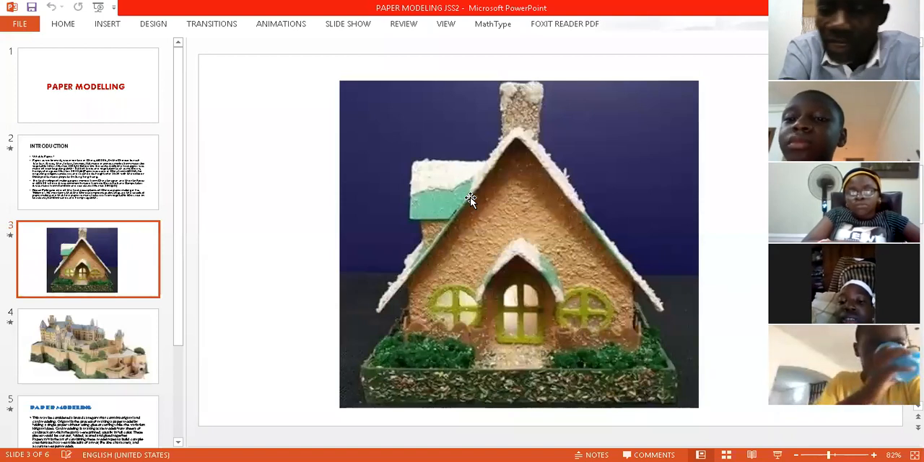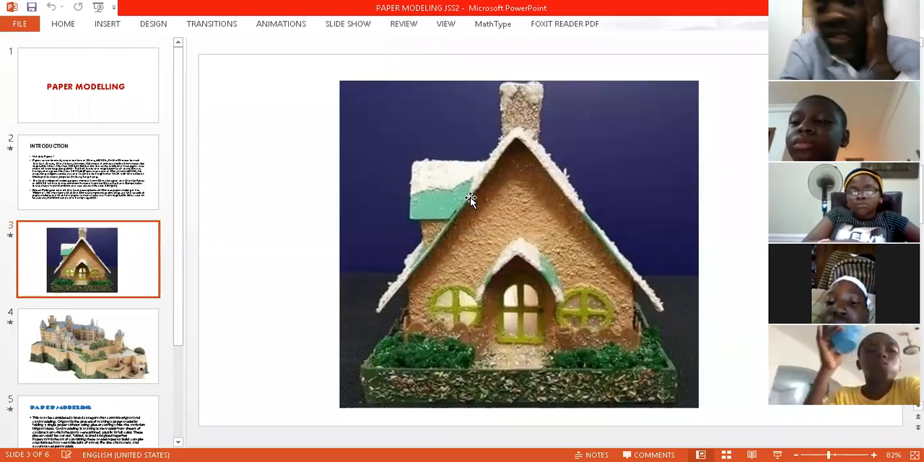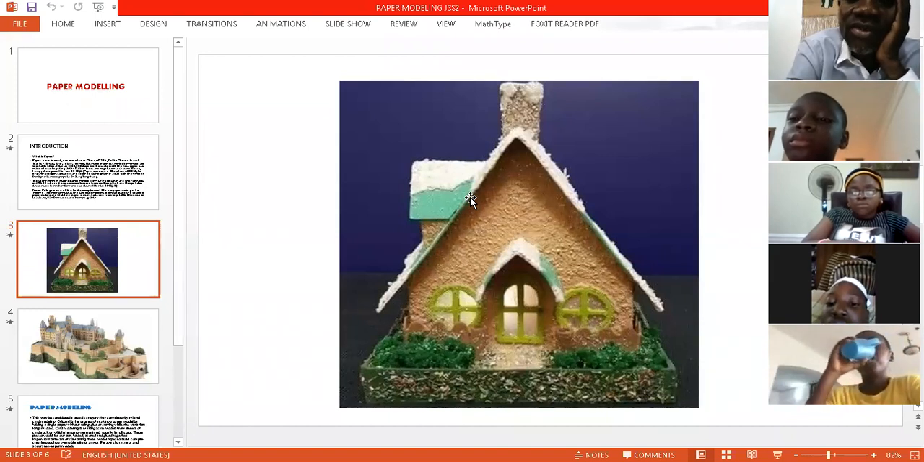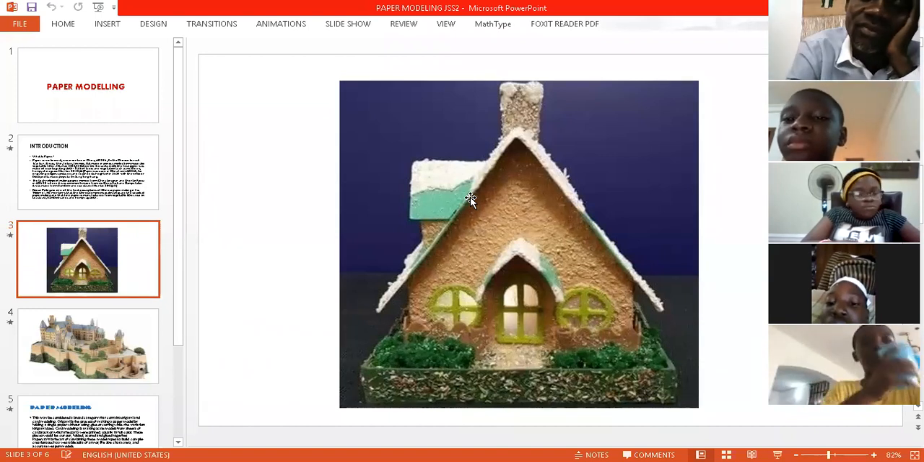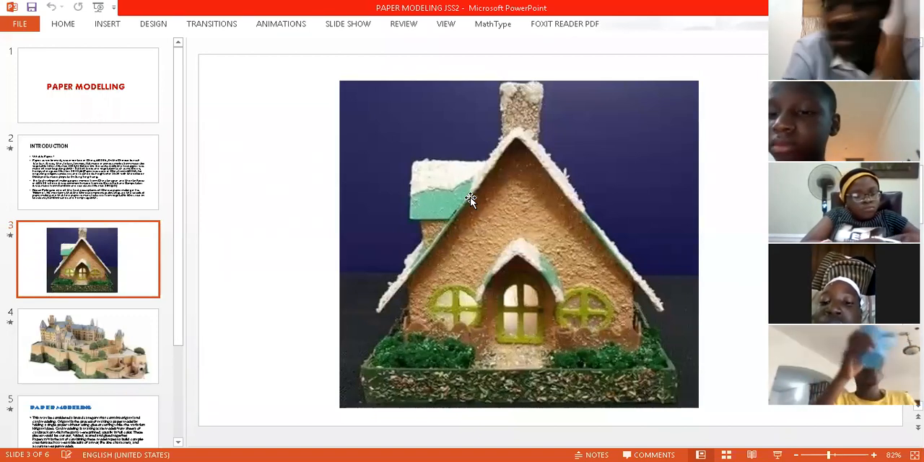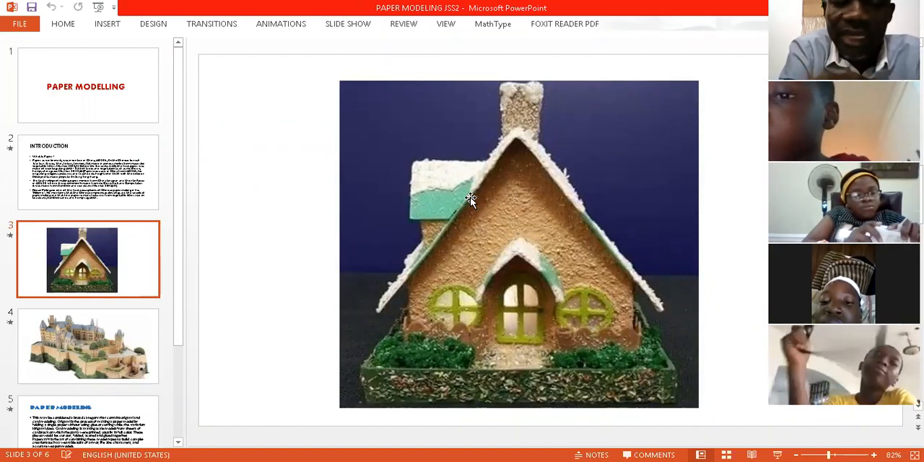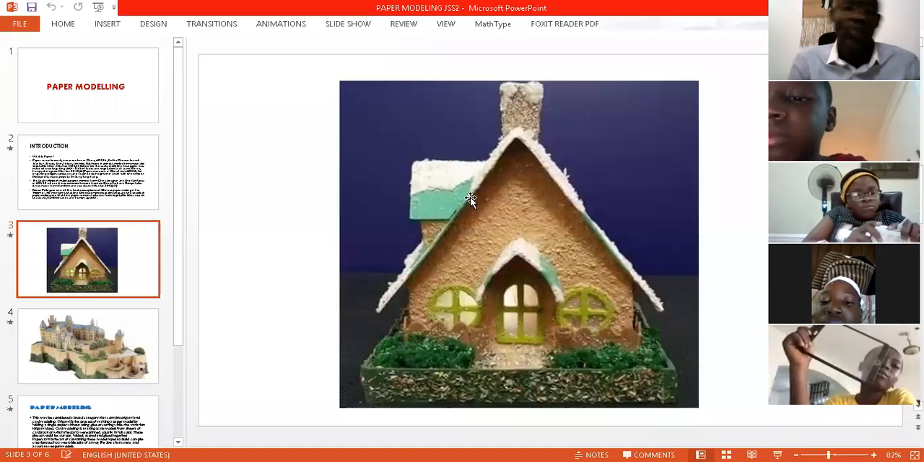Yes, beautiful. Now, this is paper modeling. You will see on the paper itself, you have some rough edges. You have flowers, you have a fence, you have a window, you have a door. All this is made from paper.